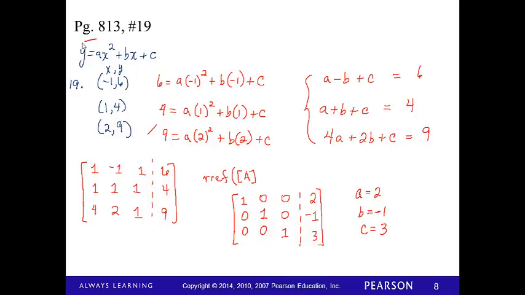So if we go back to their function, we're going to substitute the a, the b, and the c. So we have y equals 2x squared minus x plus 3. And there's your quadratic function.